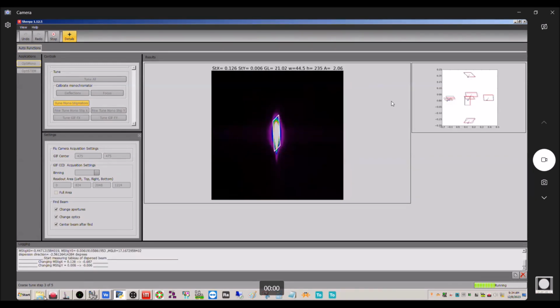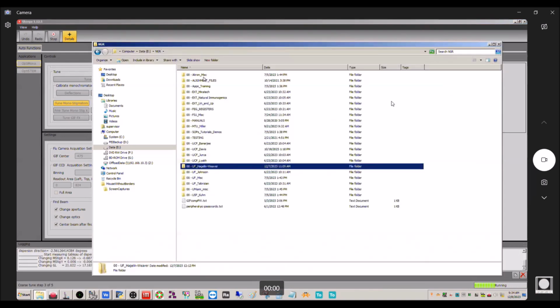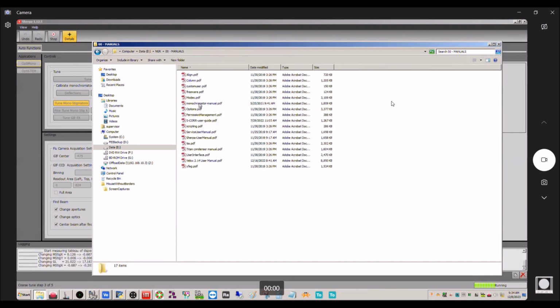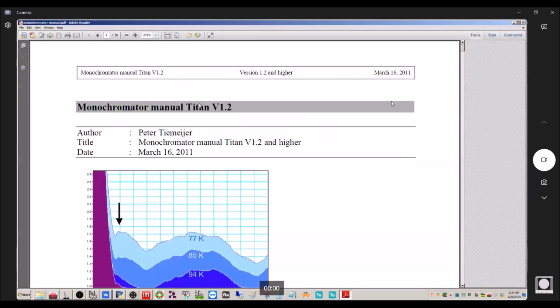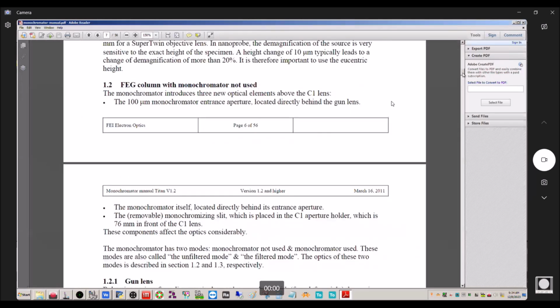See if I can find this while it's doing its thing here. Where are we? Manuals, monochromator manual. So the manual for this thing is great.